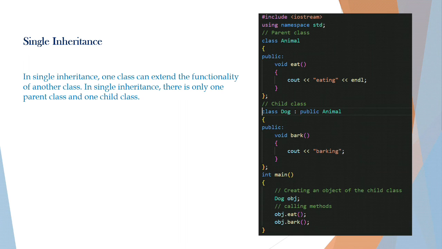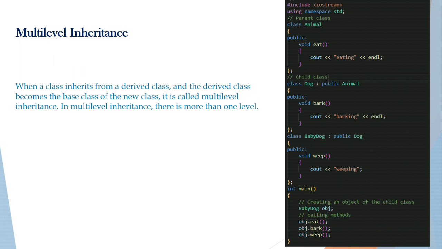Now we will go to multi-level inheritance. So what happens in multi-level inheritance? When a class inherits from a derived class and the derived class becomes the base class of the new class, it is called multi-level. It means there are levels, something like grandfather, then parents, then child. You can simply look at this example where we are creating an object of BabyDog. The BabyDog is the child of Dog, and Dog is the child of Animal. So this is inheriting the properties step by step. This is called multi-level inheritance.